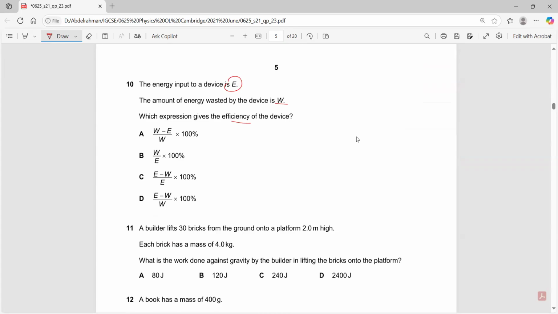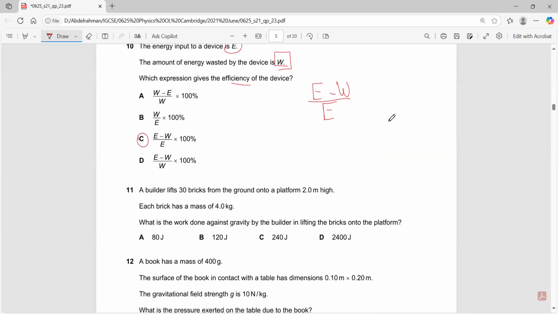So this is the total input E, and W is the wasted output. Can I find the useful output? Yes, by subtracting. So E minus W would be the useful output, over the total input, and then just multiply by 100 to find the efficiency.